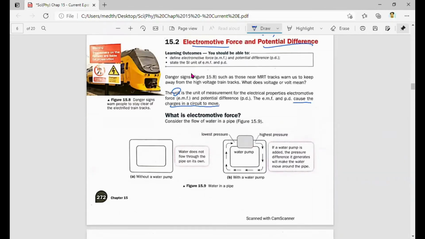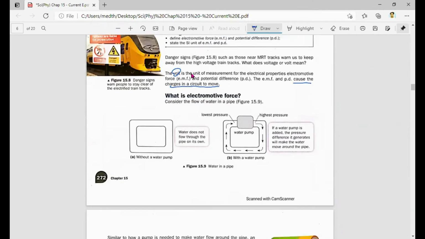Now, what's the idea here? I thought this is actually quite a good one to illustrate to you. Water doesn't flow through a pipe on its own. If I have a pipe filled with water, the water will be stagnant. It will not flow at all. Whereas if I have a pump here, imagine this is the positive, the part where the water is pumped out, and this is the part where the water is coming back in. I pump out the water here, so it causes the water to move. The water will flow in this direction because of the water pump.